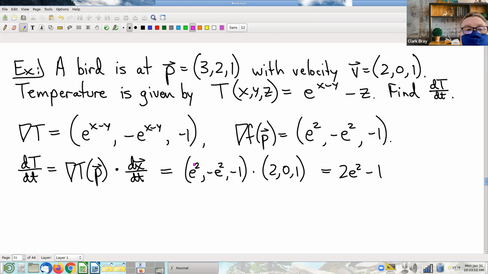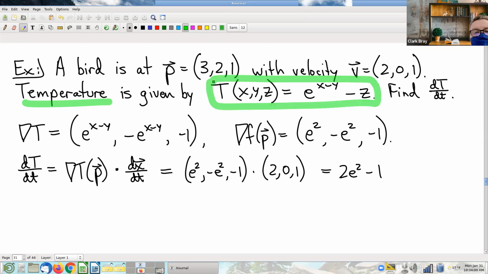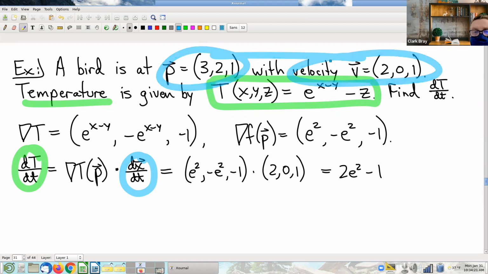So again, let's suppose that instead of a vector valued function, I'm just keeping track of temperature. Temperature is real valued. It's a number. It's not a vector, it's a number. So how fast is that temperature changing? Well, I need to know about my motion in the domain. I'm at this point and moving with that velocity.